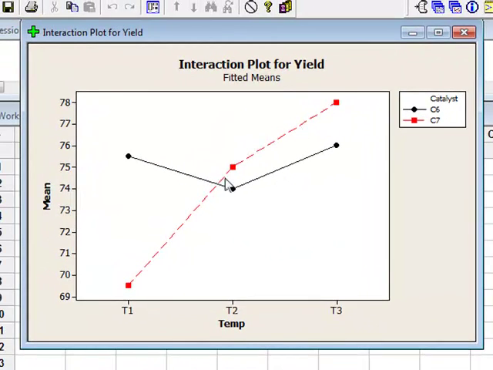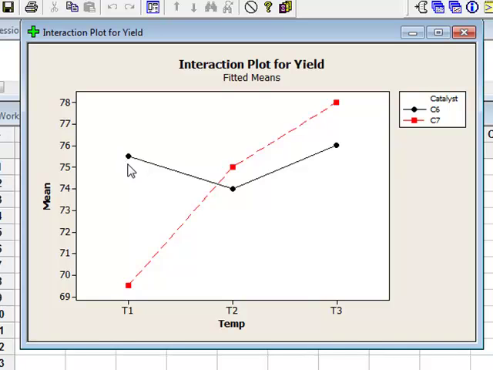This interactions plot shows the mean values for each of the conditions of measurement. And the two lines link the two specific catalysts, C6 and C7. And we can see that the catalyst effect depends on the temperature of the reaction. Catalyst C7 is clearly dependent on temperature, whereas catalyst C6 does not appear to be so temperature dependent.